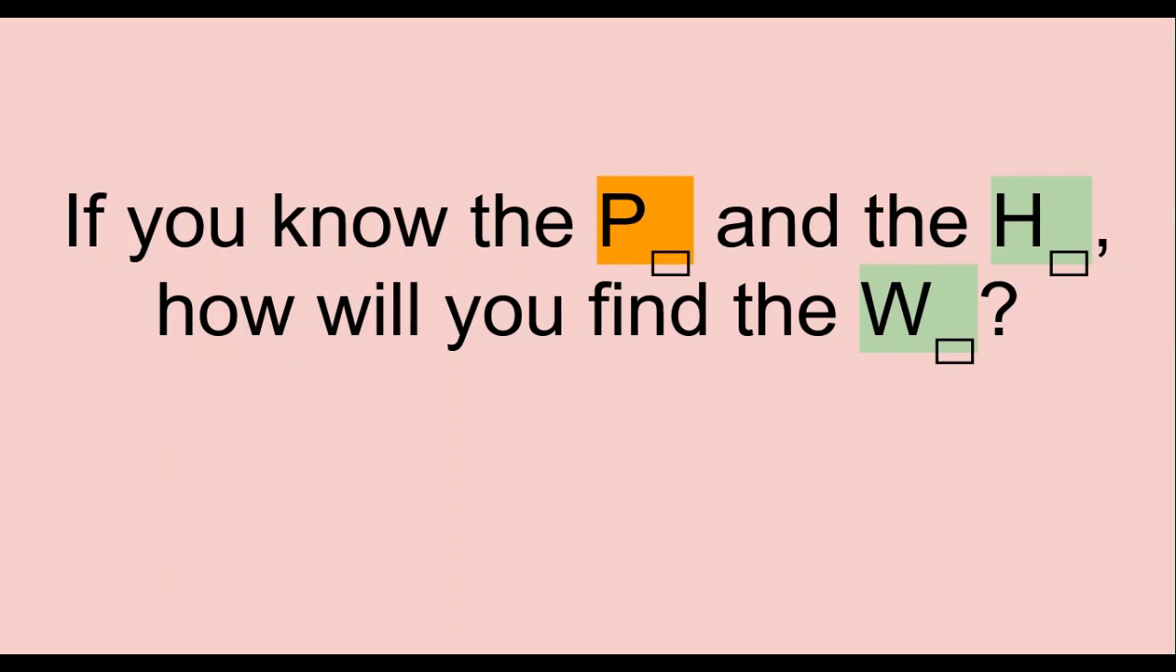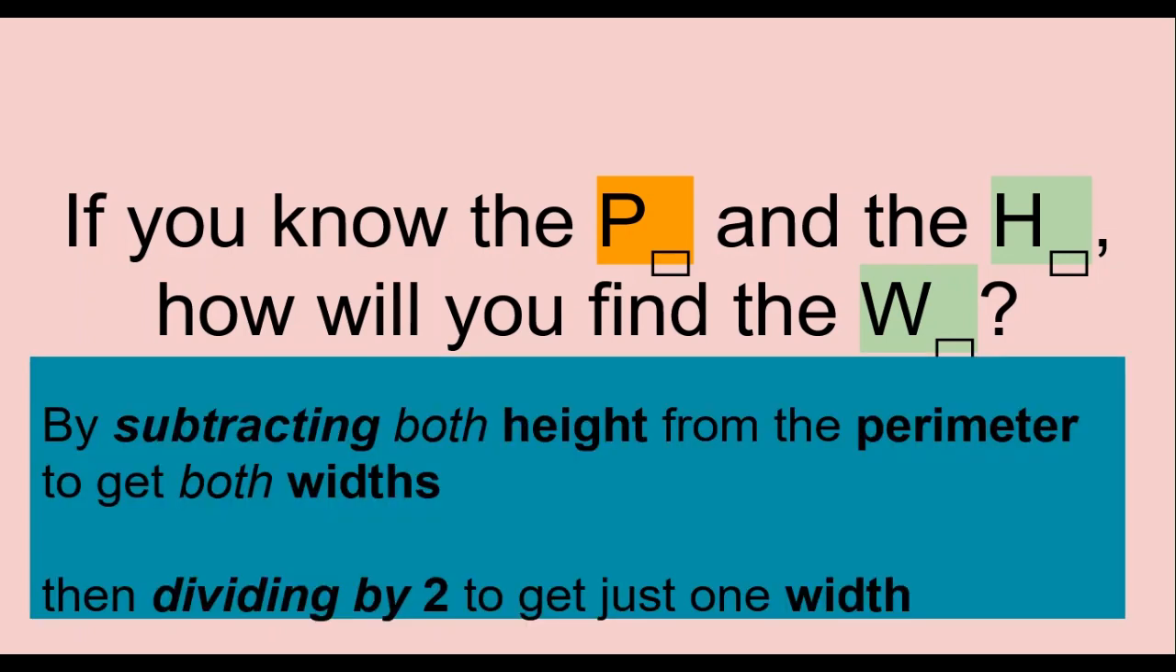So if you know the perimeter of the whole rectangle and the height of the rectangle, you will subtract both heights from the perimeter to get both widths. You'll do perimeter minus height. Or you could add up the heights and then do perimeter minus that number. But you need to subtract both heights from the perimeter, and that will give you both widths. Once you have both of the widths, you will need to divide that number by 2 to get just one of the widths.